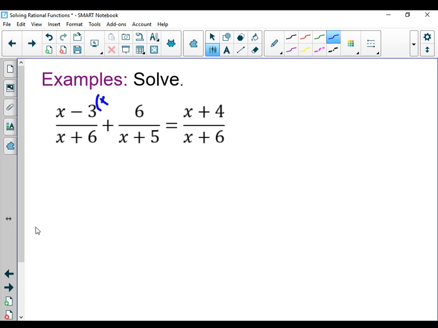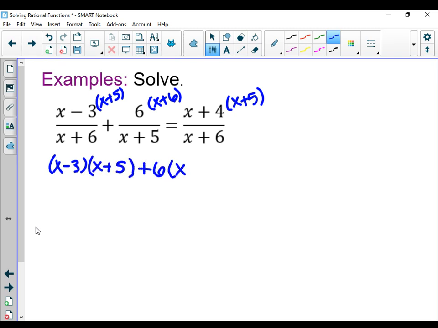All right, if I need an x plus 5 here, an x plus 6, and an x plus 5. Okay, I end up with x minus 3 times x plus 5 plus 6 times x plus 6 equals x plus 4 times x plus 5. Then it just becomes a bunch of simplifying from there. Okay?